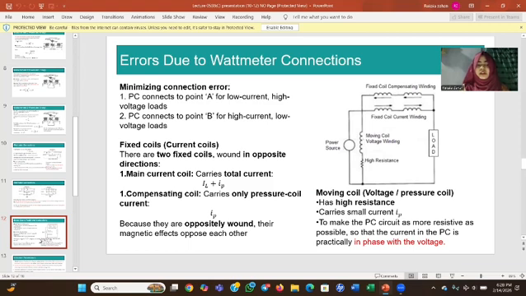Their magnetic effects oppose each other. The moving coil, the pressure coil, because of its high resistance, carries a small current IP. The PC circuit is made as resistive as possible so that the current in the PC is practically in phase with the voltage measurement.